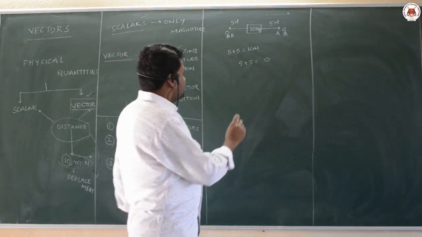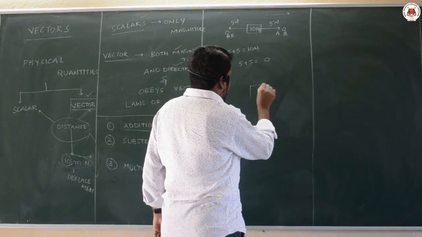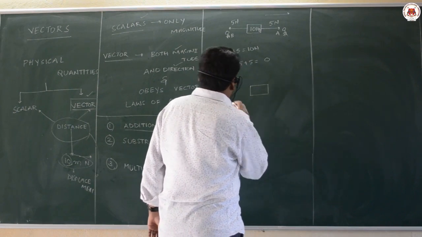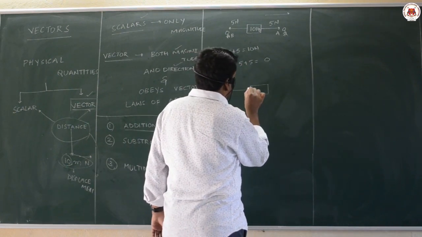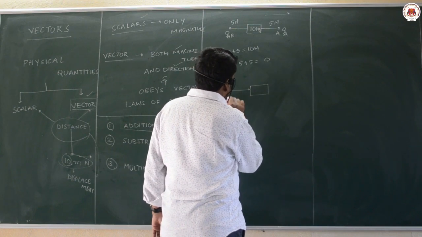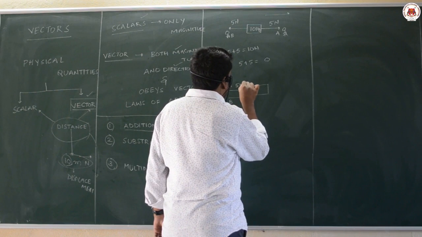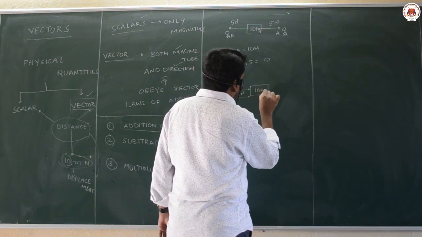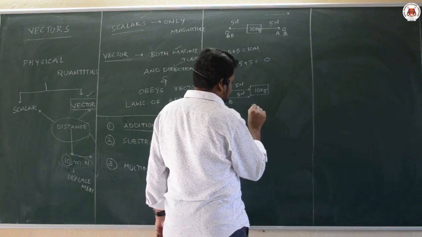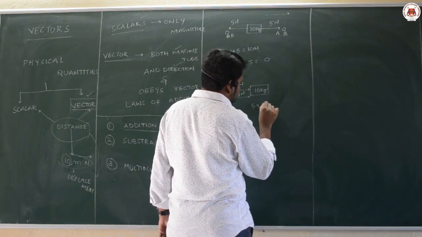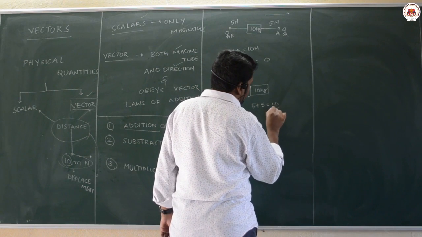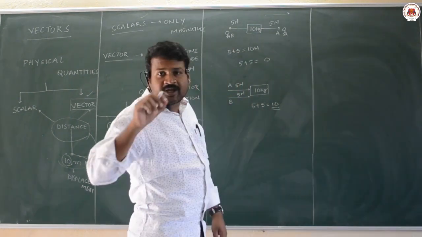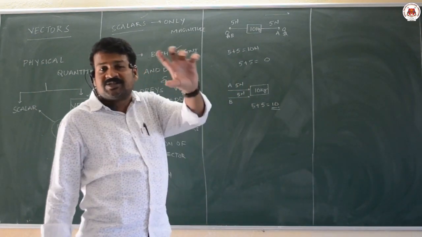Next time, person A will apply force like this, and person B also will apply force like this. Both are applying 5 Newton. Then the body moves. In this case, 5 plus 5 is equal to 10. That means when you are adding vectors, you have to consider their direction.